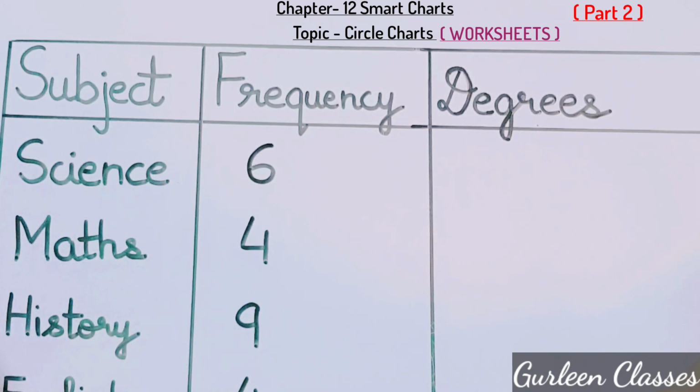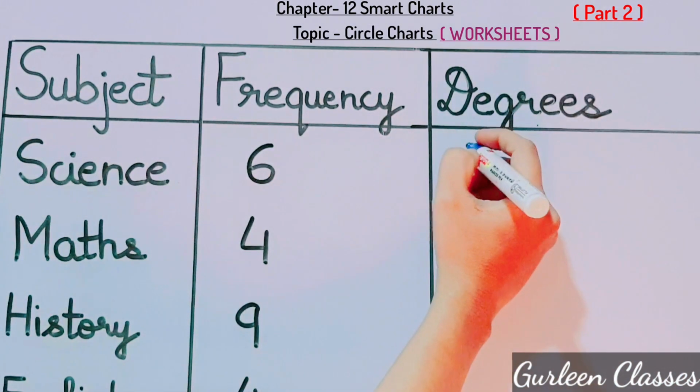Total there are 5 subjects given. So first we will find out total, that is 360 degree, upon total frequency, that is 30. So if you divide, it will be 12 degree each person. So we will multiply 12 by each frequency.